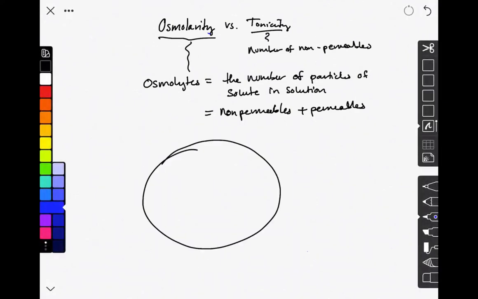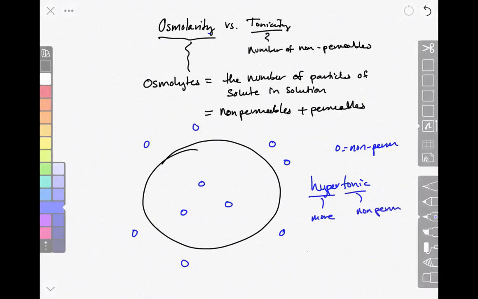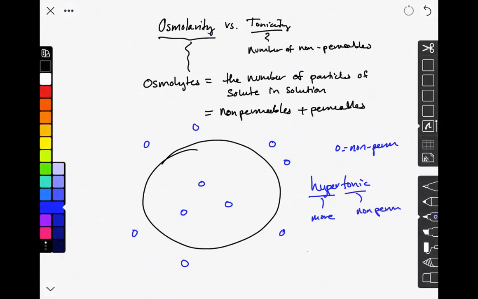Now we're going to try another cell. And in this case, again, I'm going to put the non-permeables in blue. And you can see that I have more non-permeables outside than I have inside. So this means that this would be a hypertonic solution relative to the cell. Alternatively, you could call the cell hypotonic relative to the solution. Both ways happen. Again, hyper means more. Tonic is those non-permeables.